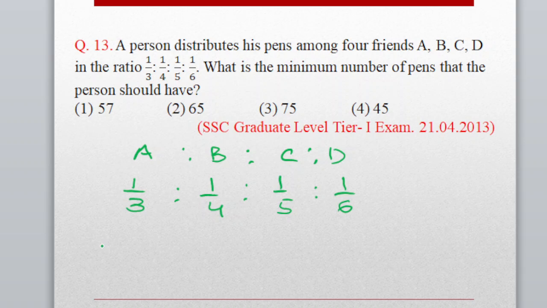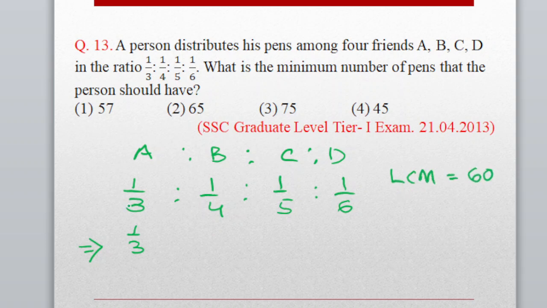Now first I have to convert these fractions into whole numbers. For converting these fractions into whole numbers, first we have to find out the LCM of the denominators. Here the denominators are 3, 4, 5 and 6. So here LCM is 60. You can find it by calculating. That means we have to multiply each fraction with the LCM.